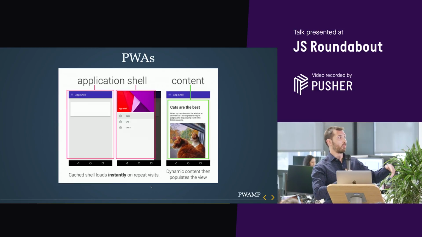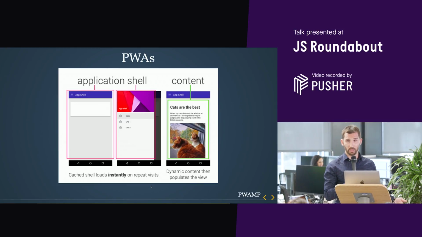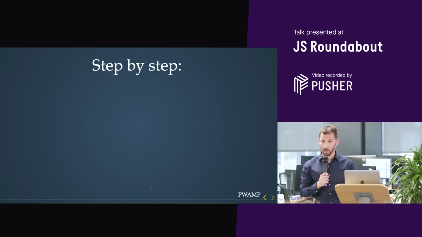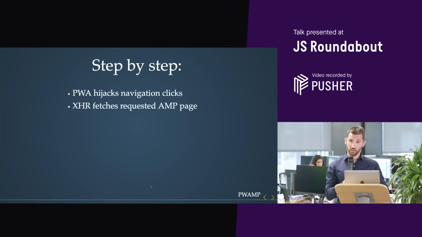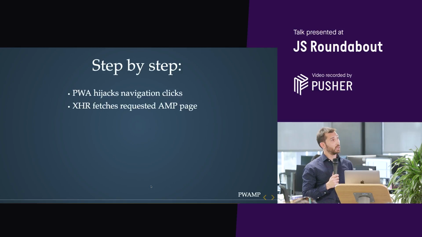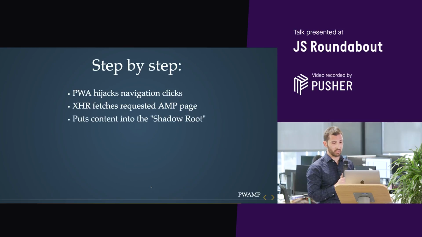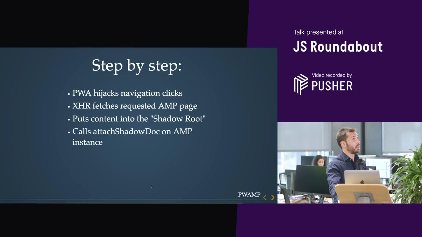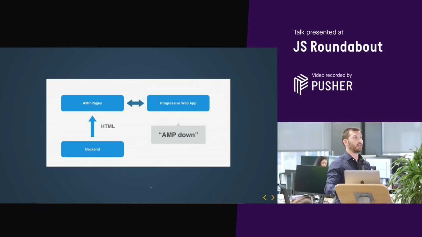The application shell is the one that has been cached and loaded in your application. But on the other hand, the content is going to change by the user interaction. So you will be required to fetch data every time the user changes the content. So what this kind of approach does: the PWA hijacks the navigation clicks. This one is something that it does out of the box. Then the XHR fetches the requested AMP page, puts the content in the shadow root, and then attaches whatever we paste in the shadow root in the HTML, so in the DOM of the application.